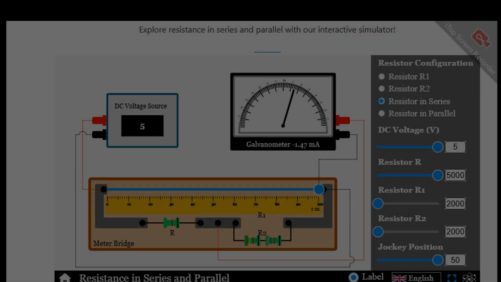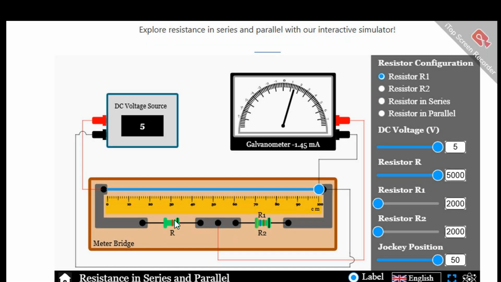In this simulation we have a resistor R and another resistor connected in series, and the voltage supplied to this electric circuit is about 5 volts, and here is a galvanometer which shows the current. If we are using these two resistors like this in series and adjust the values of the resistors, you see the value of current in this galvanometer. And when we adjust the position of the jockey, the current varies like this, from the minimum value to the maximum value.